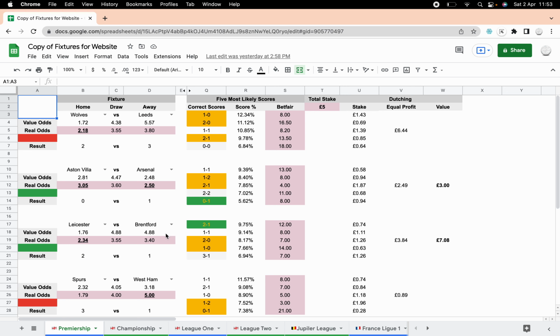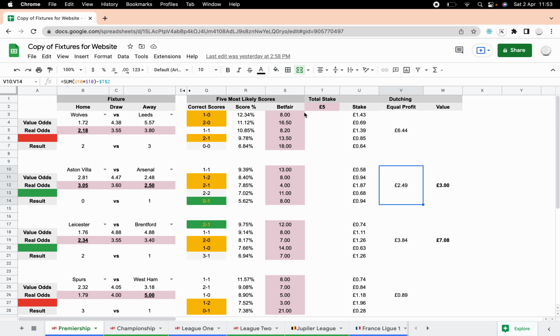So firstly, I wanted to look at how we got on with betting on the 5 correct scores, basically, like the Dutchin. So it gives you 5 scores, ignore the colours for now. It gives you 5 scores, the percentages, you put the odds in, and it tells you if you put £5 on, you make £6.44 equal profit, and so on and so forth. So I wanted to do that first, ignore this value column for now.